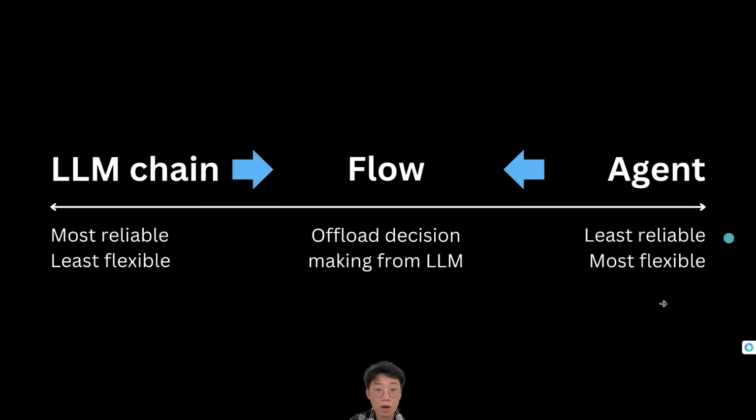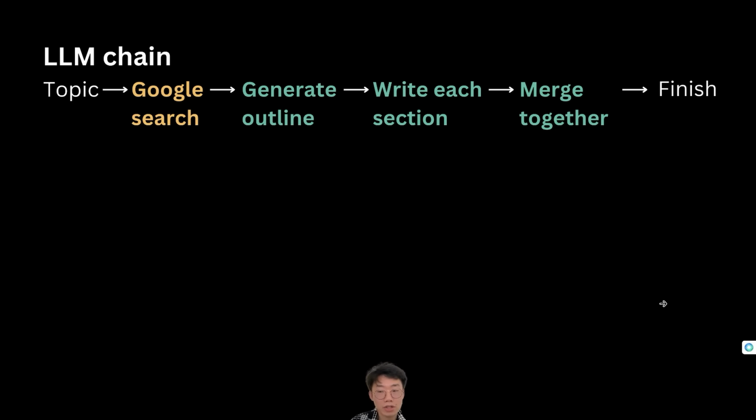And let's take a very concrete example. Let's say I'm building a research agent. If I'm using a large language model chain, I'll probably build a very specific functional flow where it will do a Google search based on a topic the user gives, then generate an outline first, write each section, merge them together and call it done. So this flow is extremely reliable and specific, but the downside is that maybe the research is not as good, because commonly research can take multiple different tries until you find the right information, same as the content generation.